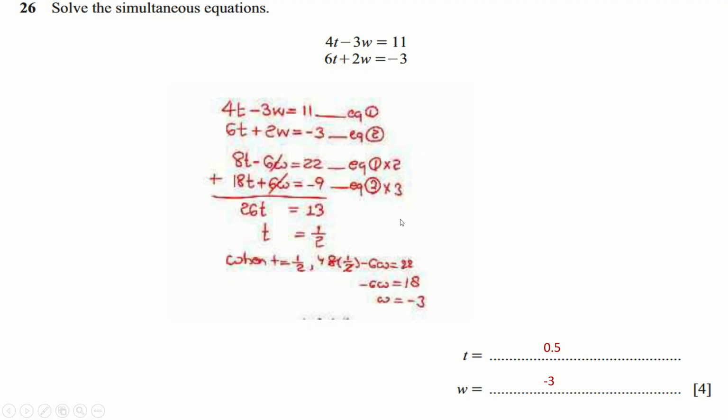We substitute t equals 1 by 2 into equation 1 multiplied by 2. So what we got was -3.